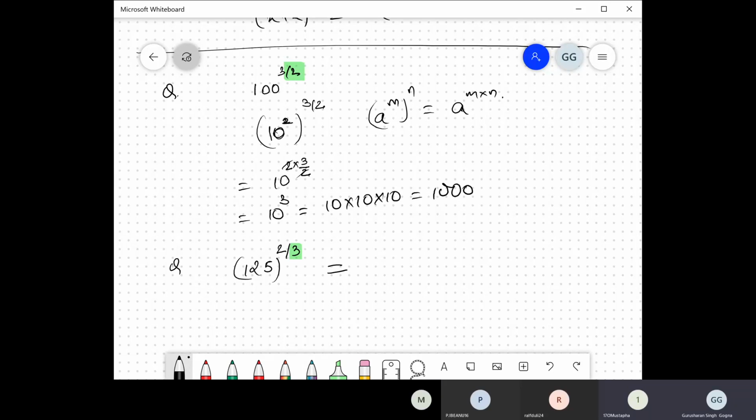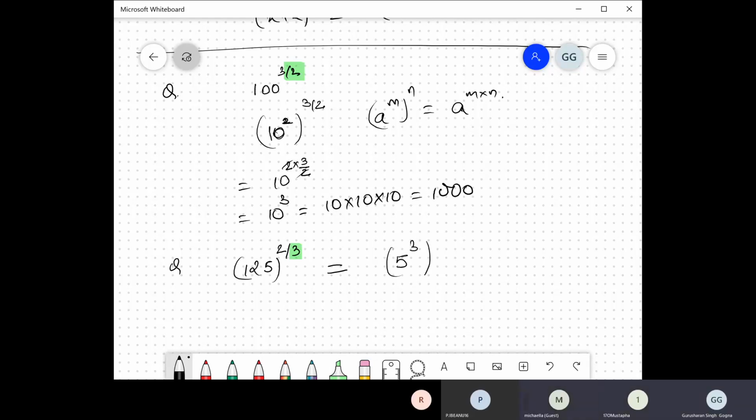So 125 to the power 2/3. In order to get rid of this 3, I need to write 125 as a cube of some number. Exactly, 5 to the power 3. And for that, obviously you can use a calculator if you don't know the direct answer, but you can have some idea. Okay, I can try 5 to the power 3 or 6 to the power 3 or 4 to the power 3 and see if I get the answer or not.